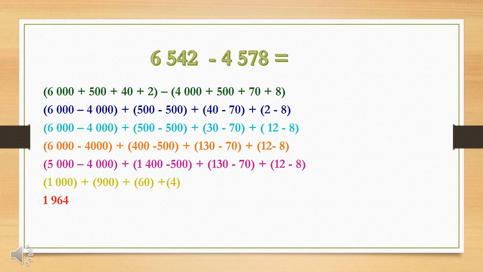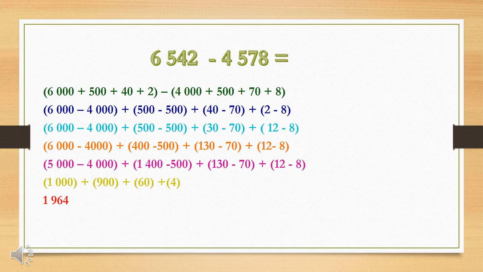On my third line, boys and girls, I borrowed from my tens for my units. So the 40 became 30, boys and girls, and the 2 became 12. On my fourth line, boys and girls, I now borrowed from my hundreds for my tens. So the 500 became 400 and the 30 became 130. On the fifth line, boys and girls, I borrowed from the thousands. So my 6,000 became 5,000 and my 400 became 1,400.